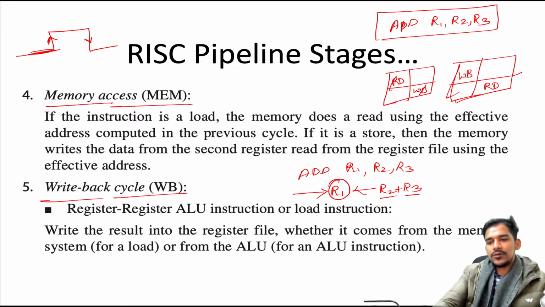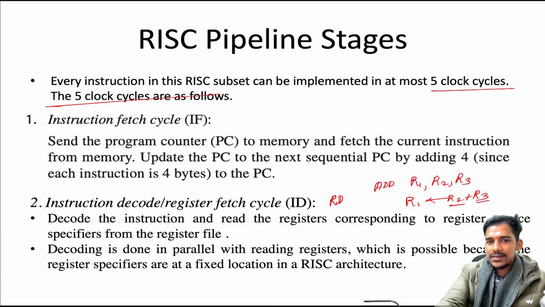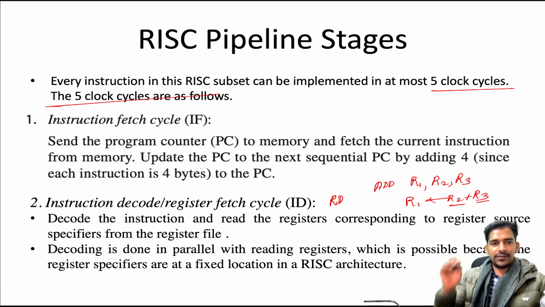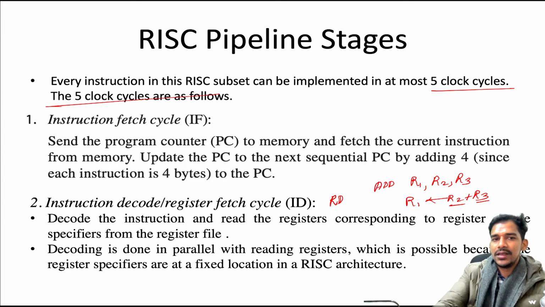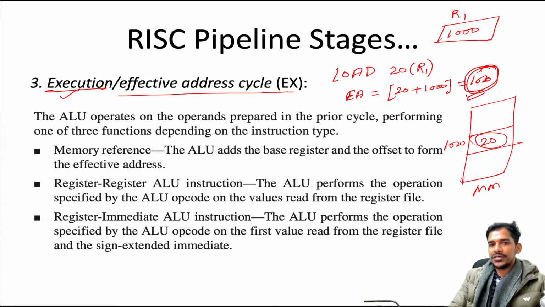So the main thing is to understand what is happening in these 5 cycles. In the first cycle you are fetching the instruction from memory and updating the program counter value for the next instruction. In the instruction decode or register fetch cycle, you are decoding the instruction, and in parallel you are fetching the source operands from the registers if they are register operands. In the third cycle you are performing the operations, or you are calculating the effective address for the load or store instructions, or for the branch instruction.